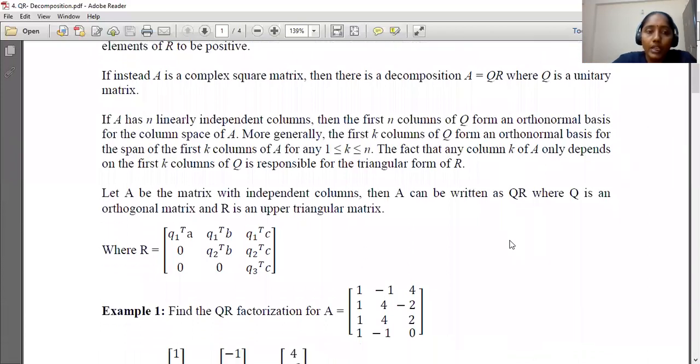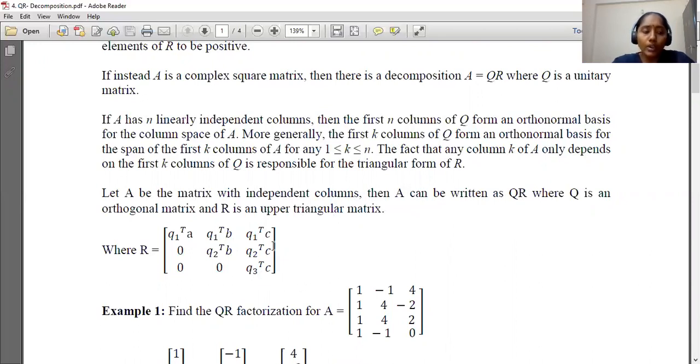Now, if A is a matrix with independent columns, then A can be written as QR. There is a condition here. A must have linearly independent columns. Then only can we convert it into an orthogonal matrix Q. Then A can be written as Q into R, where Q is an orthogonal matrix and R is an upper triangular matrix, where R can be found by using Q1 transpose A, Q1 transpose B, Q1 transpose C, 0, Q2 transpose B, Q2 transpose C, 0, 0, Q3 transpose C.